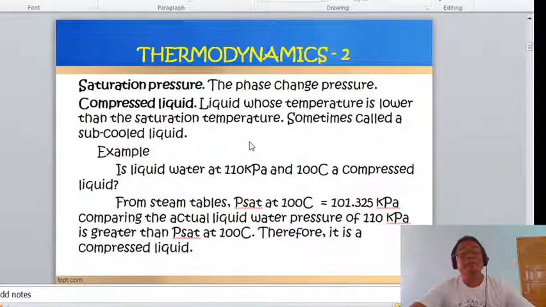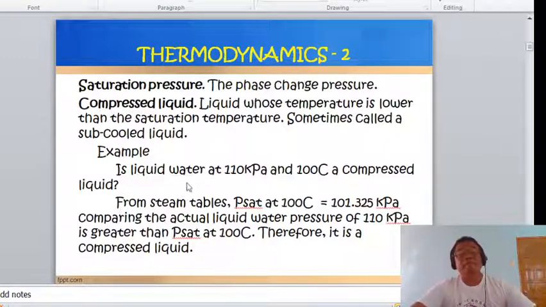Is this given water a compressed liquid? Okay, so use the steam table, class, table 2. Okay, P saturation at 100 degrees Celsius is 101. Meaning class, the water will boil at 100 degrees Celsius at also 101.325 kilopascal.